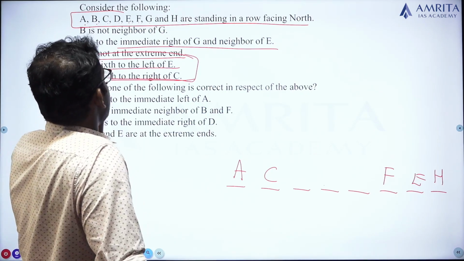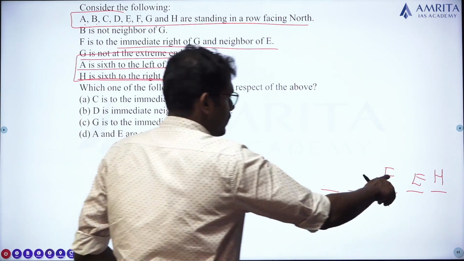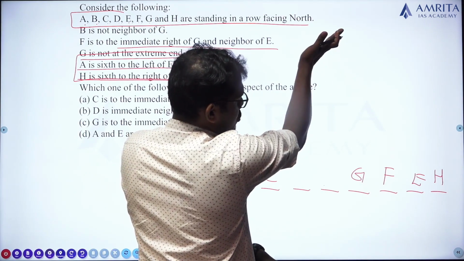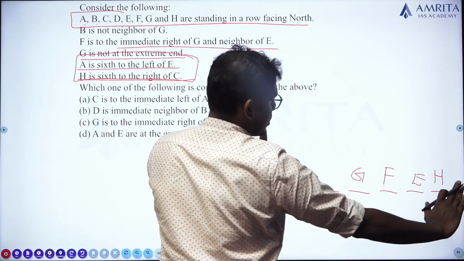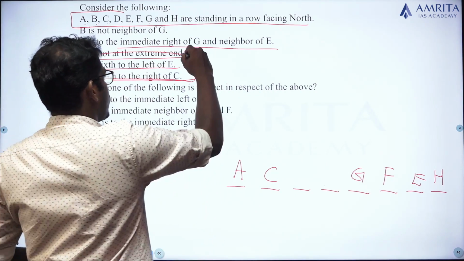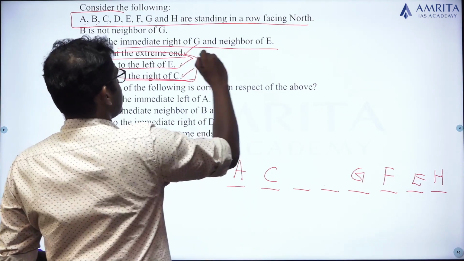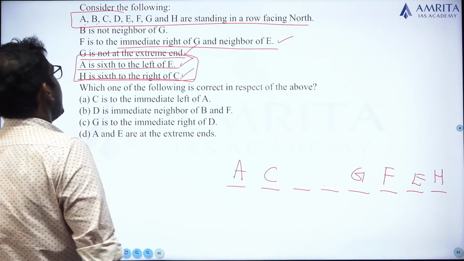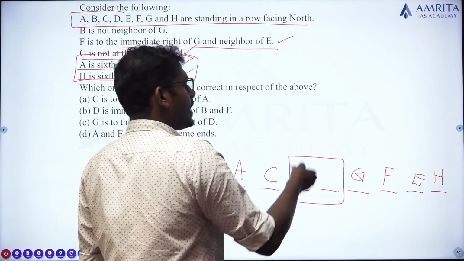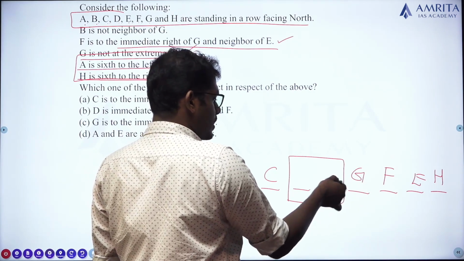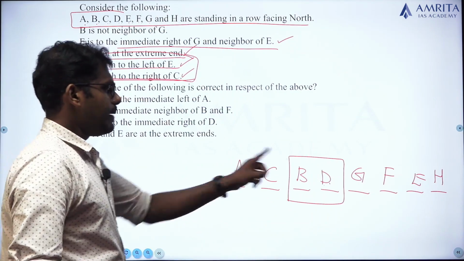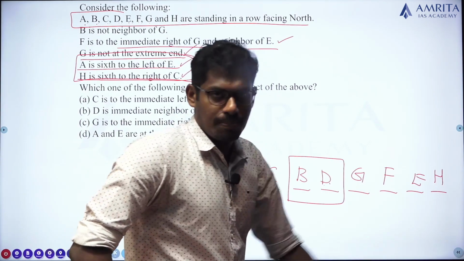F is to the immediate right of G. So F is here, immediate right of G. They are looking in the northern direction, so the right of G will be F. So this statement is satisfied. G is not at the extreme end. This is also satisfied. So this is taken, this is taken, this is also taken. B is not a neighbor of G. So now we are left with these two positions. B will not come here, B will come here. So A, B, C, D, E, F, G, H. All the positions are occupied.